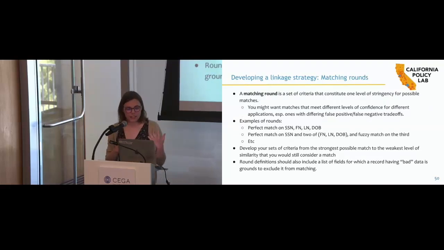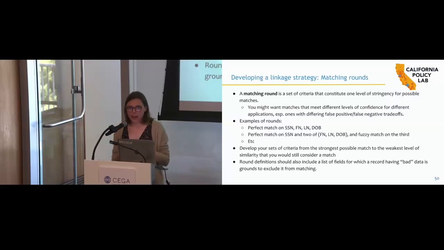And then it's time to be thinking about your matching rounds. So typically you'll want to think about different levels of confidence that you want to have in your matching rounds. And typically we'll start with the strictest round and loosen up some of the criteria at each step and work our way to a less strict round. And we'll go over why in a second as well. And you want to end with the weakest level of similarity that you would still consider a match. So you still want that last round to be something that you're pretty confident is a true match.